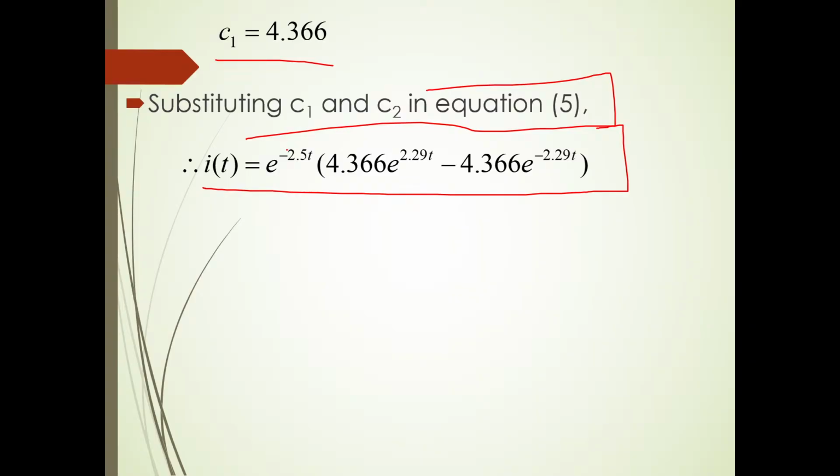i of t is equal to e power minus 2.5t into 4.366 e to the power of 2.29t minus 4.366 e to the power of minus 2.29t. Okay, so this is our response. This is what is asked in the question.